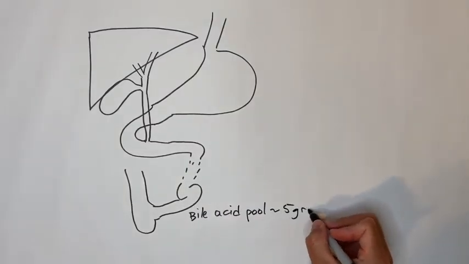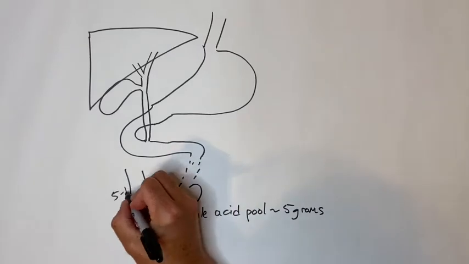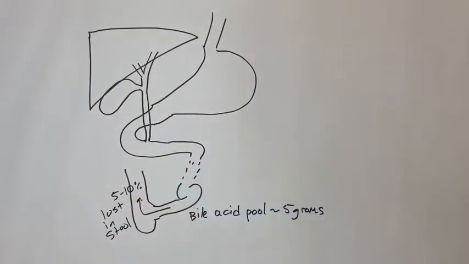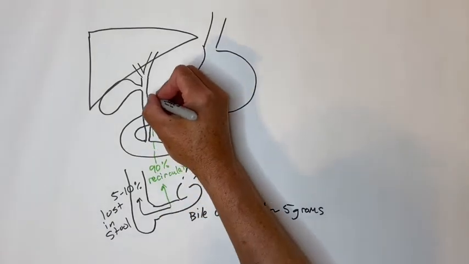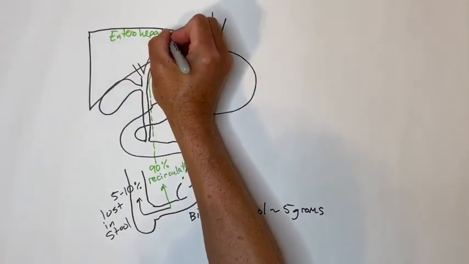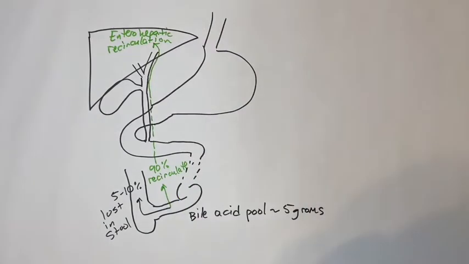The total bile acid pool is about 5 grams, and you lose about 5 to 10% of this each day in the stool. The other 90% is recirculated from the terminal ileum through the portal venous blood and back to the liver. This process is called the enterohepatic circulation. Bile acids and bile salts are made from cholesterol.